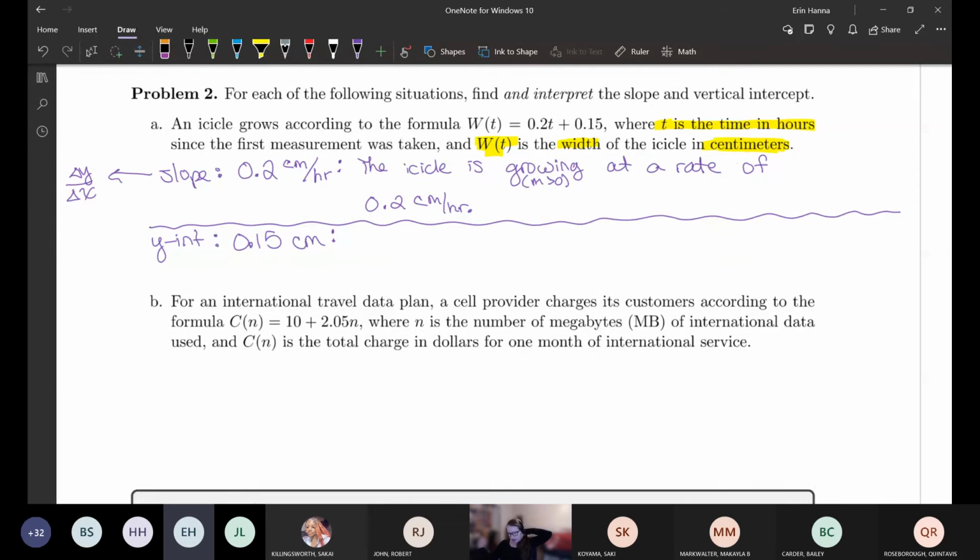Our y-intercept, if you think about what a y-intercept is, it's when the x value, or t in this case, is 0. So if t is 0, that's telling us that time in hours is 0. So that's going to tell us the starting width. I would say something like the icicle starts at 0.15 centimeters in width.